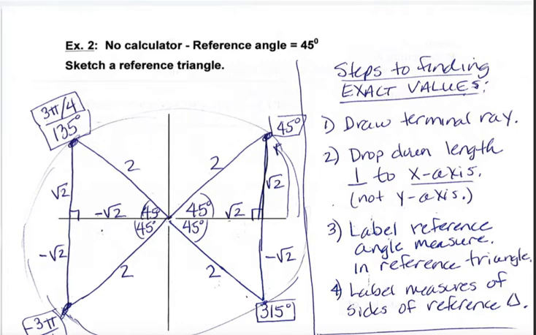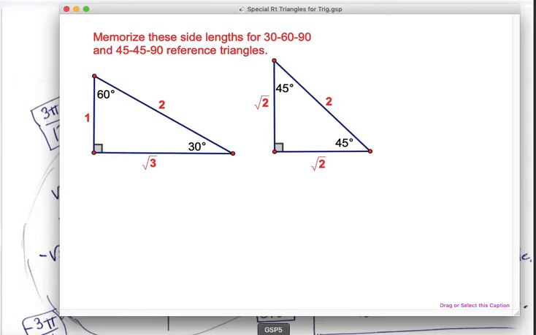Before I go through example 2 with you, I think it's important to mention that you want to memorize these side lengths for a 45, 45, 90 reference triangle. Whenever we draw a terminal ray, we are going to let that terminal ray, or that length of the radius, be 2. So not 1 like on the unit circle, but 2. You could use 1 for your radius if you wanted to, but then all 3 of these lengths would have to be cut in half.